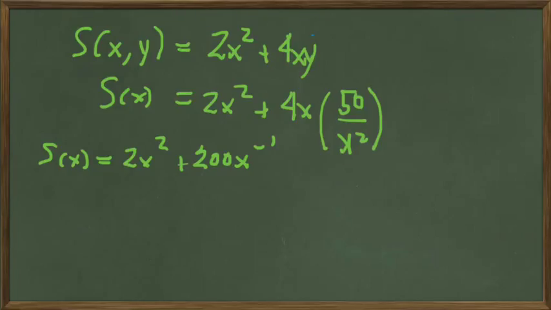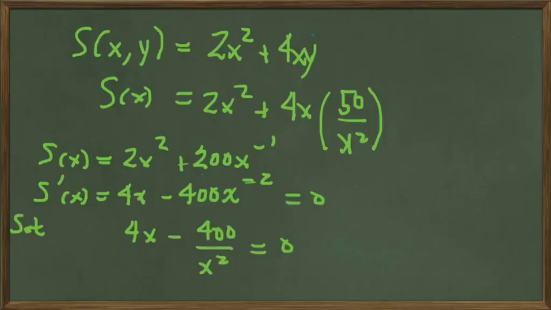Let's find our S prime of x. So we've done that, and then we know that we want to set this equal to 0 to find the critical value x. We've changed back to the form with the x in the denominator because it's easier to solve this. We're going to move this term to the right-hand side, multiply through by x cubed and divide by 4. So let's show those steps.